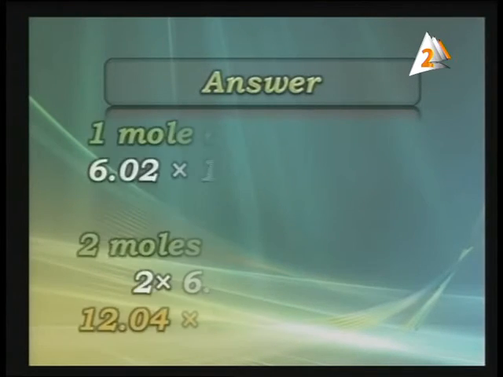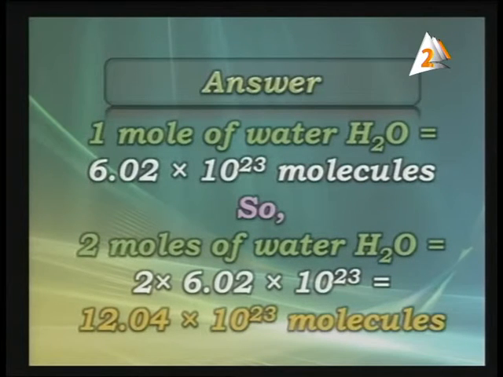Let's go to see this one. 1 mole of water equals what? Equals 6.02 times 10 power of 23 molecules. So 2 moles of water, H2O, equals 2 times 6.02 times 10 power of 23, equals 12.04 times 10 power of 23 molecules. Don't forget this. When I calculate the number of molecules or atoms or ions, I need to know the number of moles, not the number of grams or the mass or volume.